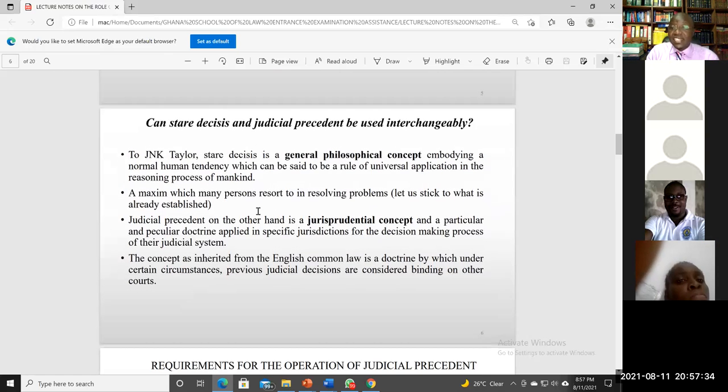Of course, there is a little bit of jurisprudential debate, but we don't need to waste a lot of time on it. An argument is made: is stare decisis interchangeable with judicial precedent? A number of schools of thought say yes. Some will say that the two are interchangeable, others will say not necessarily, but I think it's not something that we need to waste a lot of time on. If we look at the serious article that we have referred you to, you notice that it suggests that stare decisis is a general philosophical concept which reflects the human tendency.